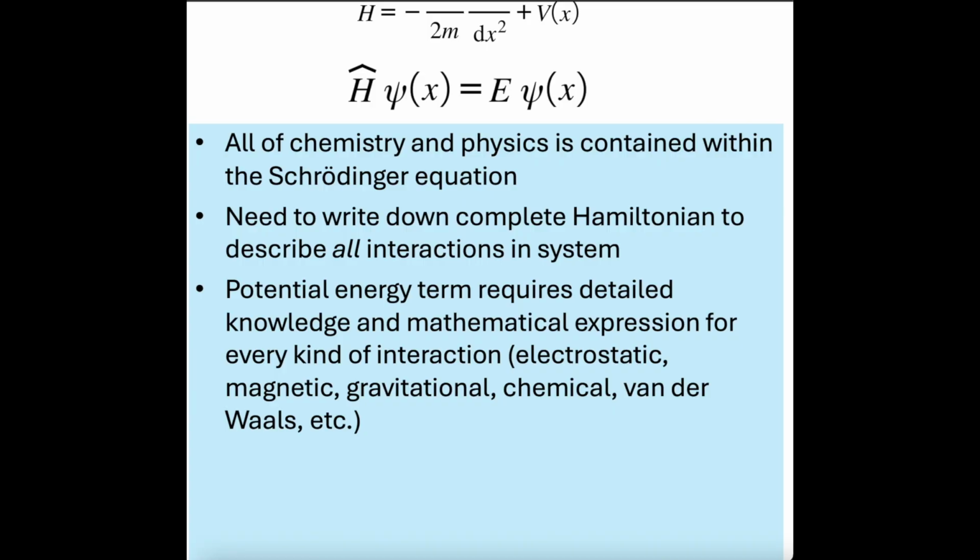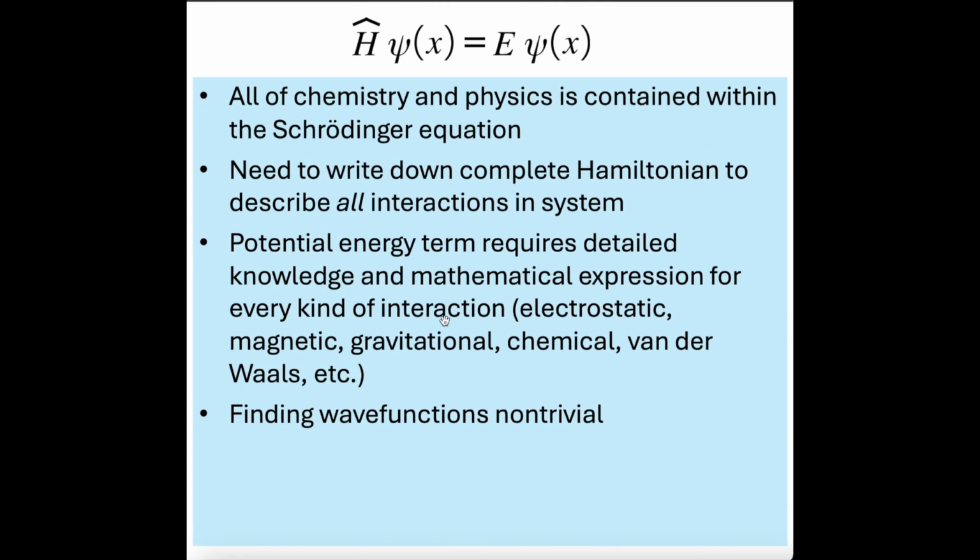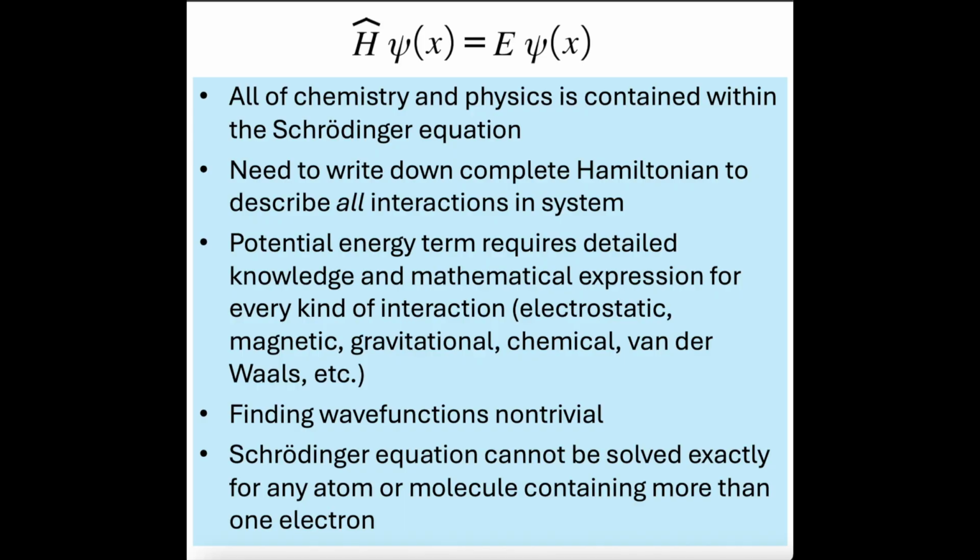But that potential energy term requires a detailed knowledge and a proper mathematical expression for every kind of interaction that's important in the system, whether that's electrostatics, van der Waals, gravity, whatever. Because of this, one, it's hard to construct the right Hamiltonian. Two, it's not easy to find the wave function. And what we'll find out is that the Schrödinger equation cannot be solved exactly for any atom or molecule containing more than one electron. And therefore, the development of approximate methods is extremely important.